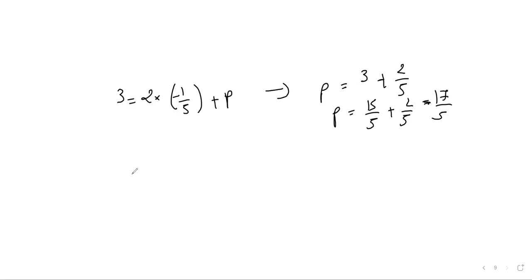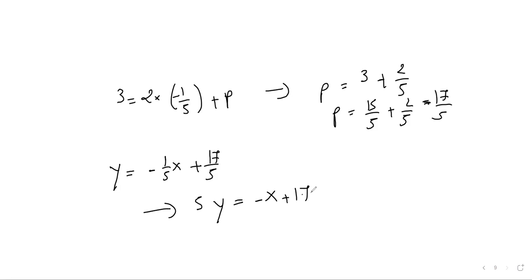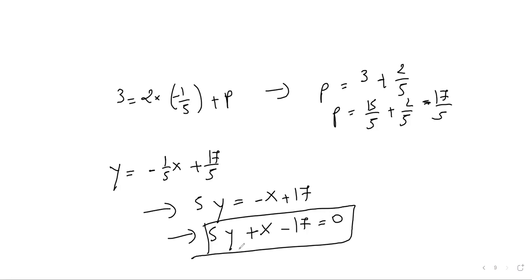So I can write the equation as follows: y is equal to -1/5 x plus 17/5. I can write it in a better way: 5y is equal to -x plus 17. Or I can write it like that: 5y plus x minus 17 is equal to 0. So this is the equation of the line passing through the 2 points, right? Well, if you keep it like that, it's totally fine, but sometimes they will impose that you write it in this form. Okay, so with that, the exercise is done.